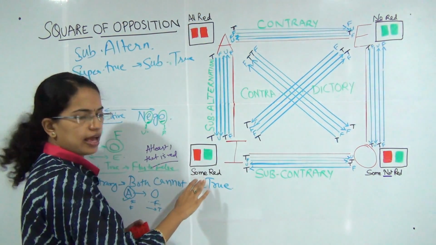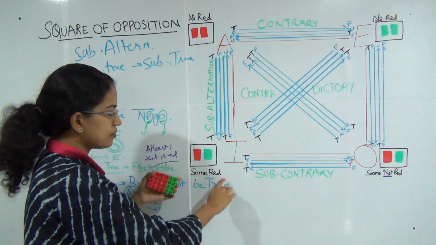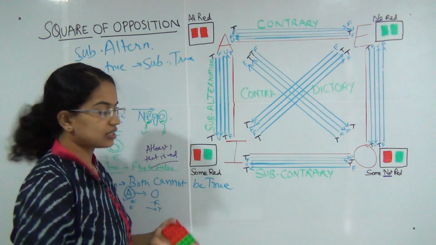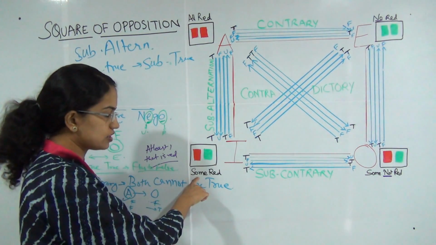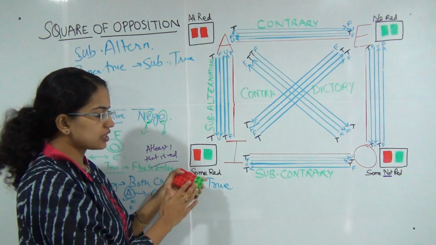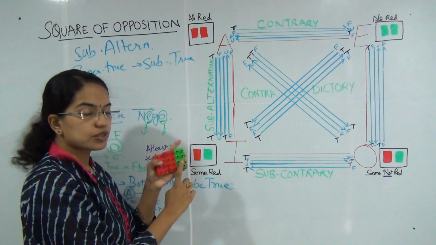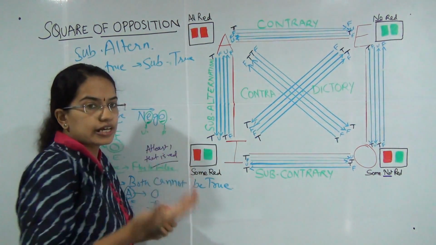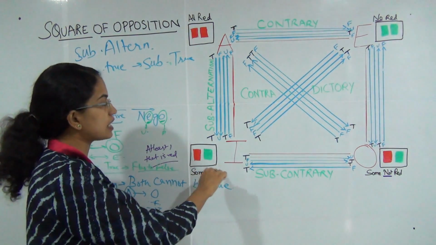Now let's see what happens to this. Some of the blocks are red is a correct statement, so that becomes true. And if I say some blocks are not red, that is again a correct statement because I have one green block here. So that again, the false statement is applicable.